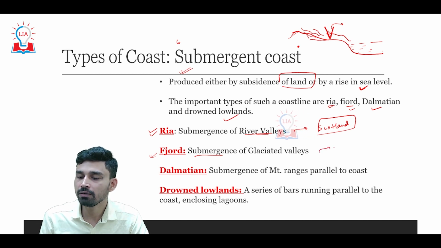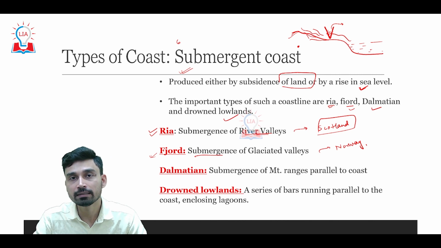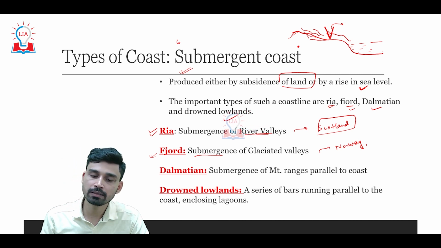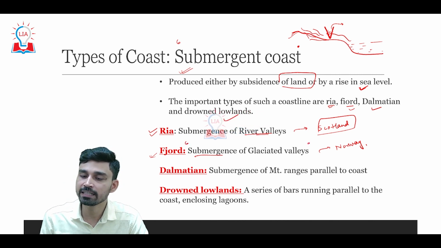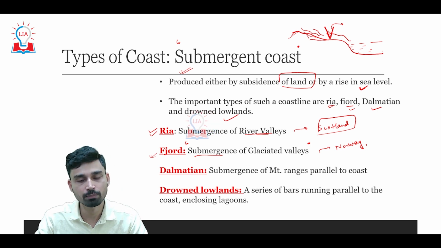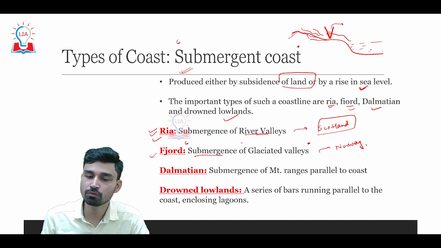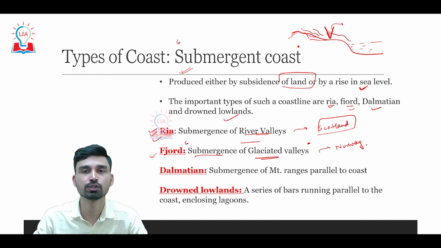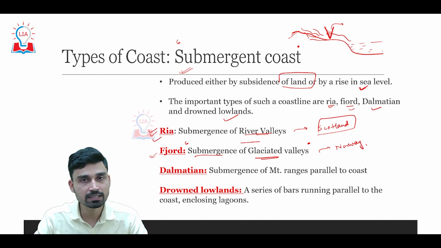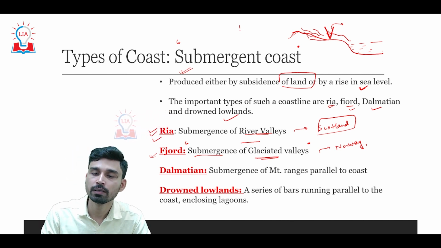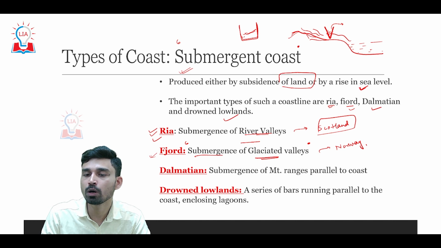Fjords are very commonly found along countries such as Norway, Sweden, and New Zealand in the southern hemisphere. Fjords are nothing but the submergence of glaciated valleys by seawater. For example, rias develop due to submergence of river valleys, while fjords develop due to submergence of glaciated valleys. And as we have discussed in the glacial landforms, the valley that forms due to the movement or action of glaciers is generally U-shaped. And when the seawater enters into these U-shaped valleys, that is what we see as the development of a fjord.